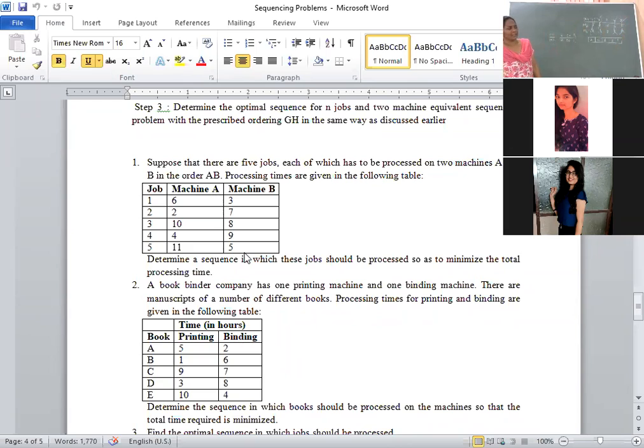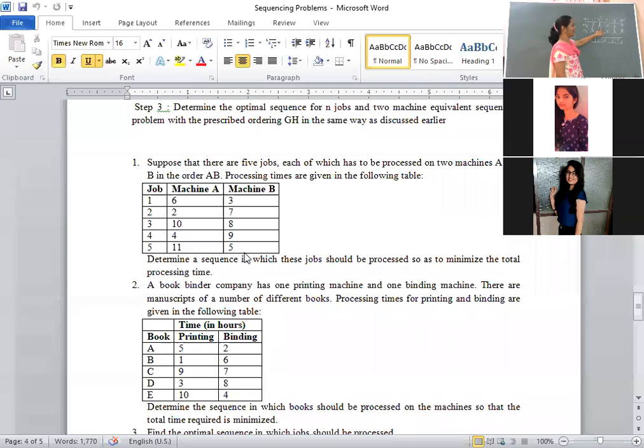Any query in this? Understood? Again, I am repeating. On both the machines, you have to search for the minimum processing time. The minimum processing time is 2 hours. It occurs on machine A at job 2. That means if it is on machine A, you have to write down the sequence from left to right. If it is on machine B, you have to write the sequence from right to left.